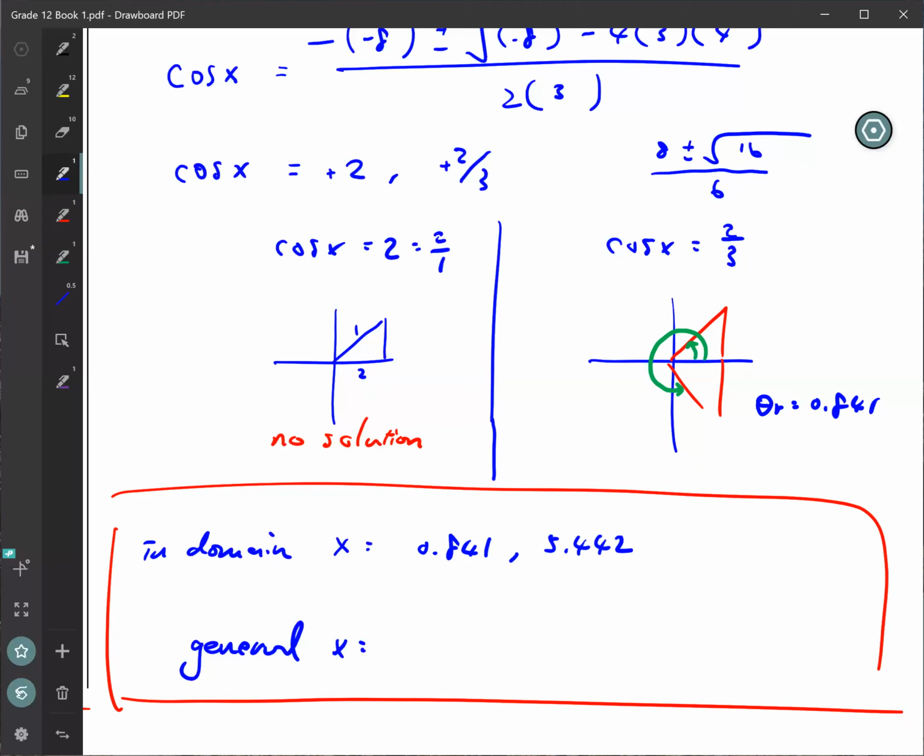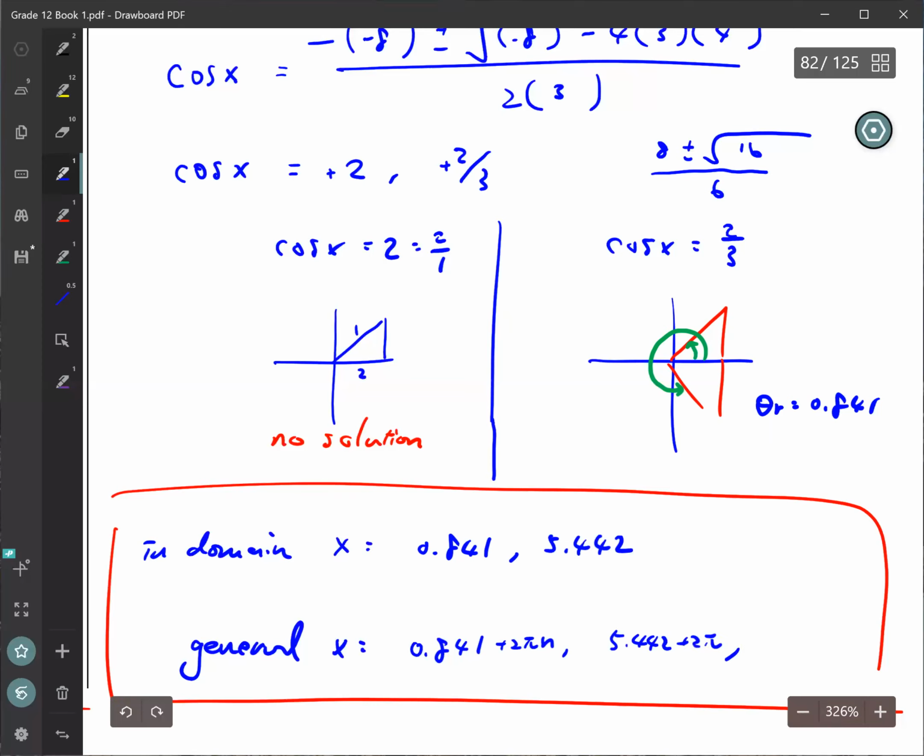Okay, now for the general solution, this one doesn't have straight lines, right? So you just do the regular 0.841 plus 2 pi n, 5.442 plus 2 pi n, and don't forget what? Donna, what else is missing? And n is an element of I. Yeah, n ∈ I, okay? You can call that n ∈ I, or you can say that's an element of integer.